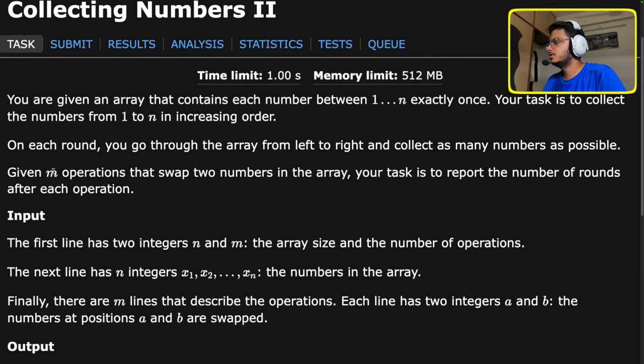Here we are also defining some m operations. Now what are these operations? In an operation, you swap two numbers in the array. The task is to report the number of rounds after each operation. So an operation is simply swapping two numbers in the array, and after you swap two numbers and perform the same procedure of collecting numbers from 1 to n, how many rounds will happen? That's what you have to print.